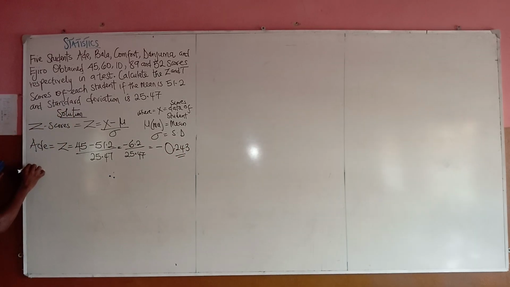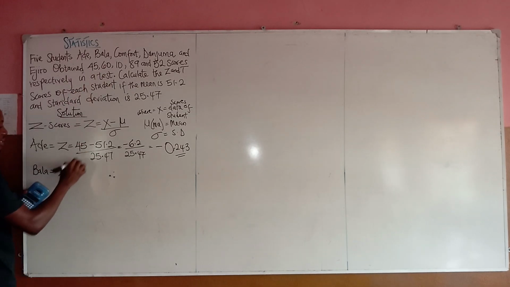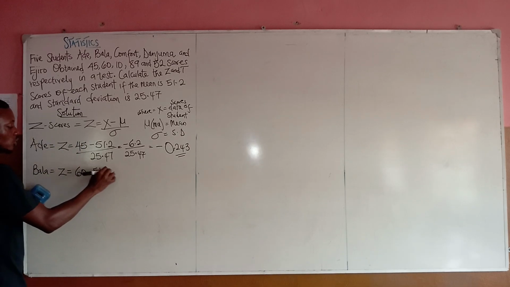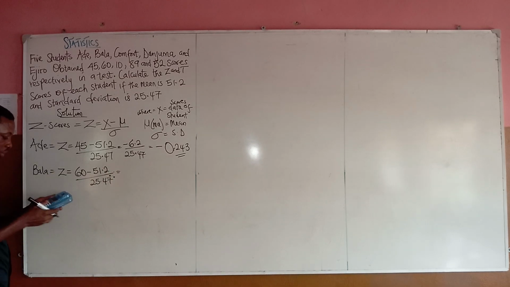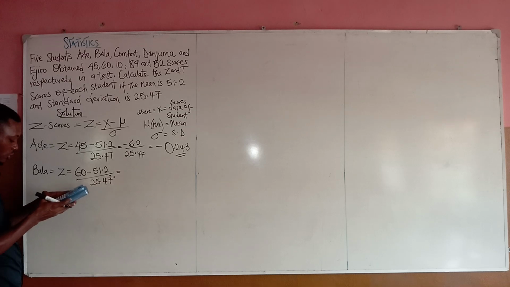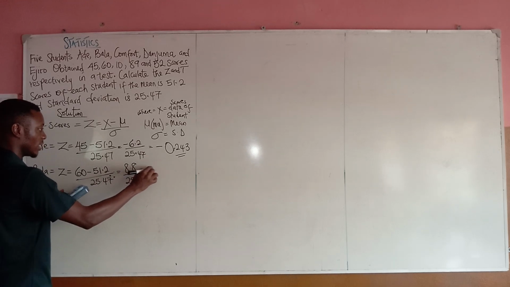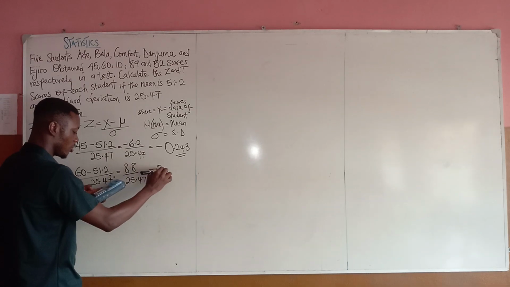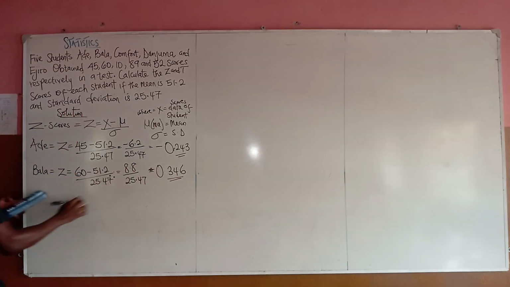Then the second student is Bala. Now, Bala's z-score will be what? His score is 60 minus our mean score, 51.2, divided by our standard deviation, which is 25.47. Now, 60 minus 51.2 is 8.8, divided by 25.47. So this will give me 0.346 approximately. We approximated it to 3 decimal places.